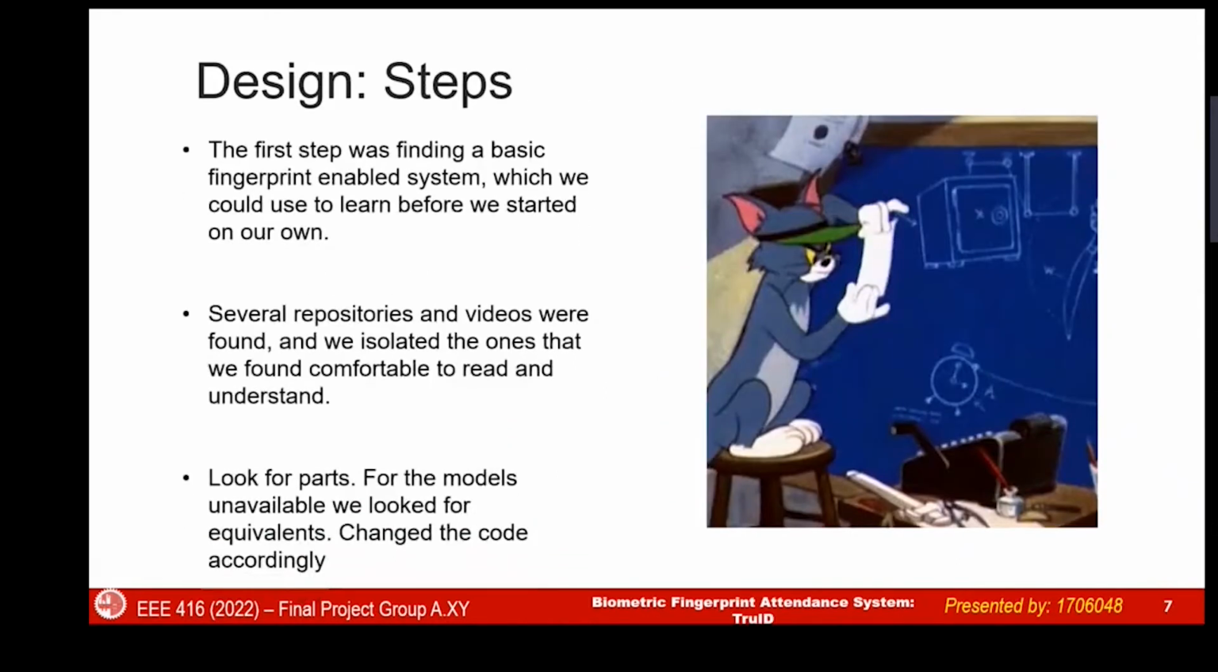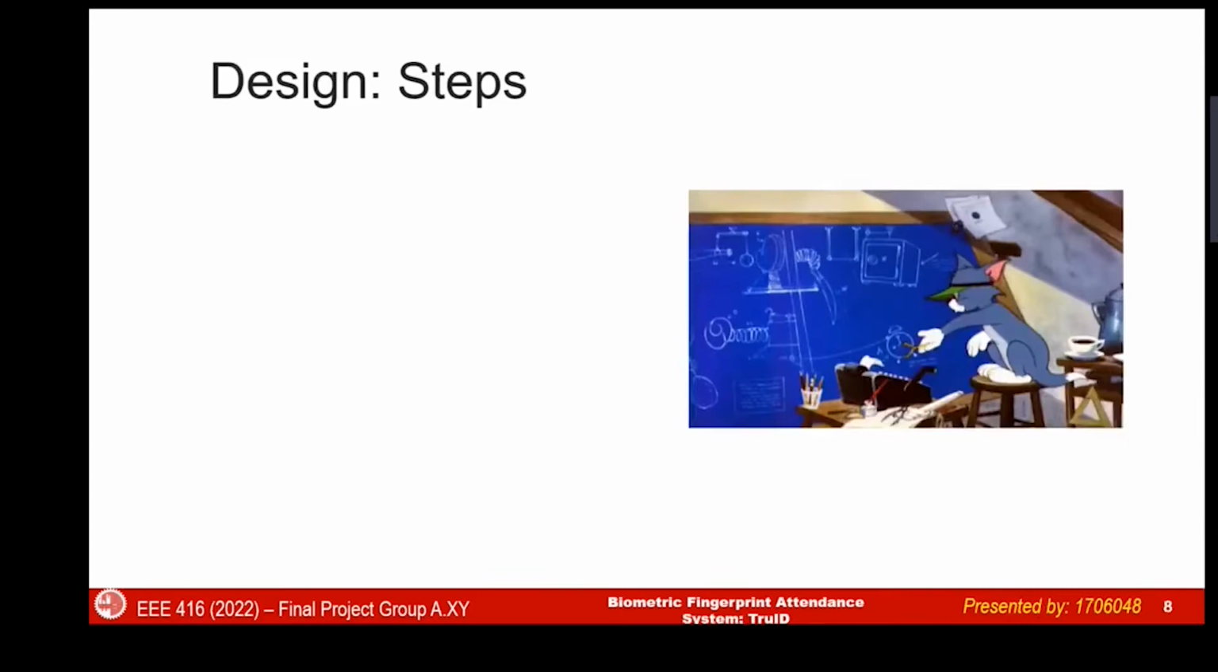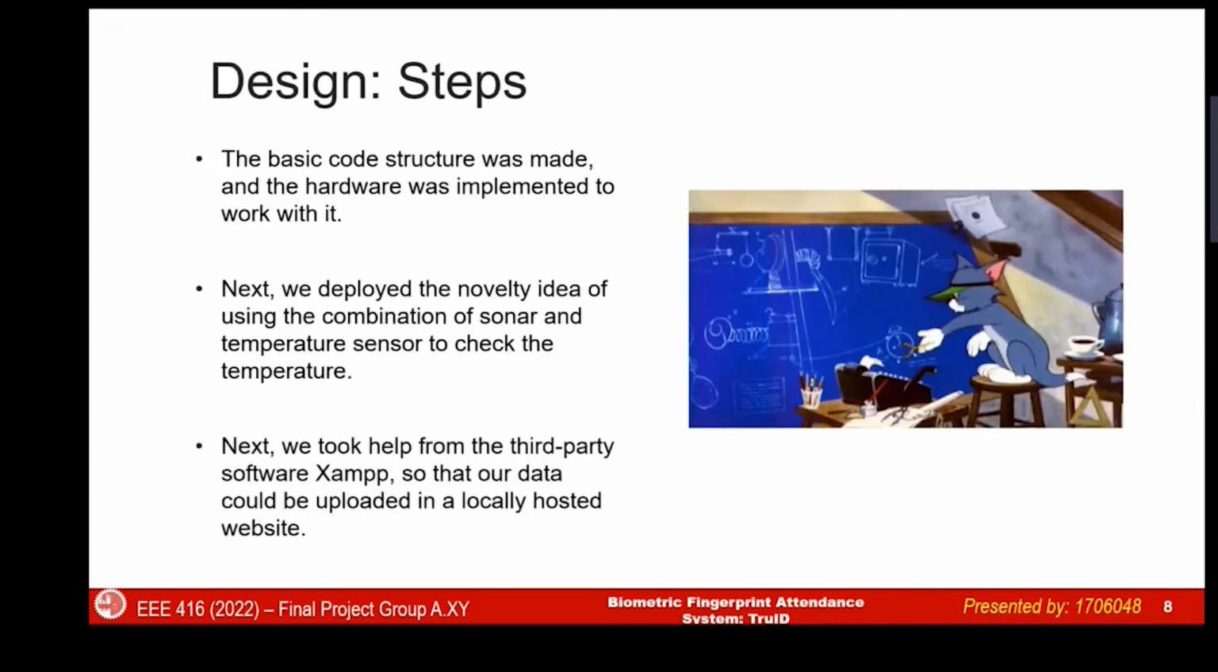So the initial steps were to test the basic system of fingerprint sensing and fingerprint enrolling. After that, we explored the internet and tried to incorporate that into a more wireless setting, and then we added the temperature sensor and the sonar so that the user can measure his temperature and then enroll his fingerprint data, which is then transferred to the PC in our database. And we took help from a third-party software called XAMPP so that our data could be uploaded to a locally hosted website.